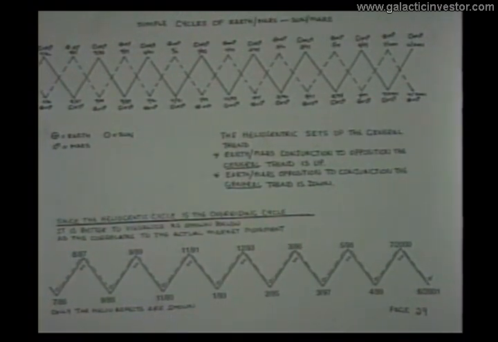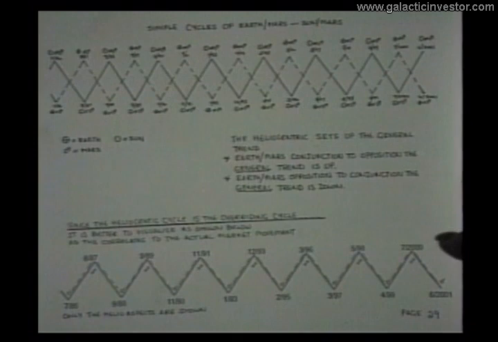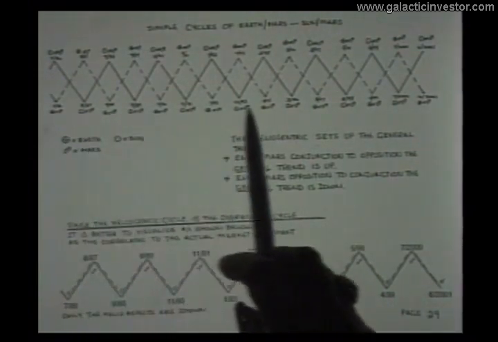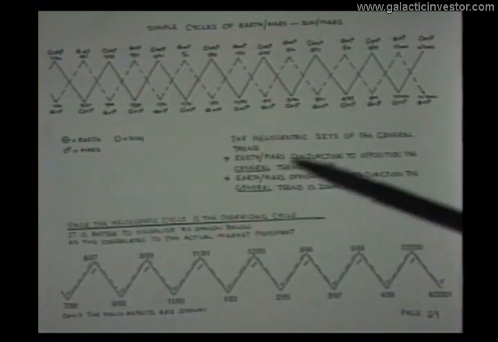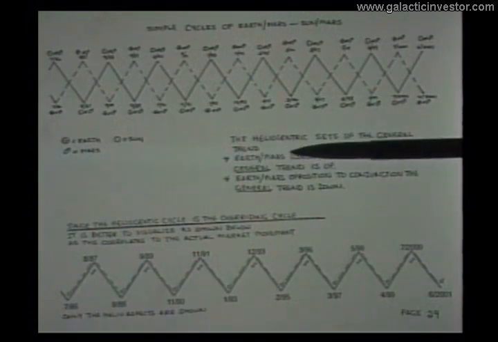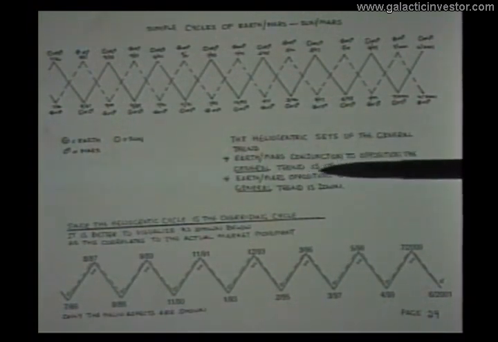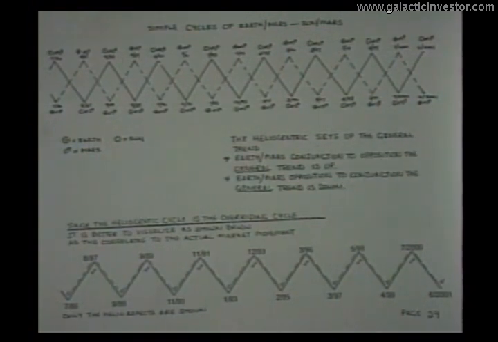So this just clarifies what we've just talked about. All this chart does now, it's your page 29 in your handout. Your page 29 clarifies what we've just talked about. This is the cycle that we've looked at on our long-term chart here. And what I've done is I've just told you again, Earth-Mars conjunctions to oppositions, the market trend is up. Earth-Mars conjunction, oppositions to conjunctions, the market is down.